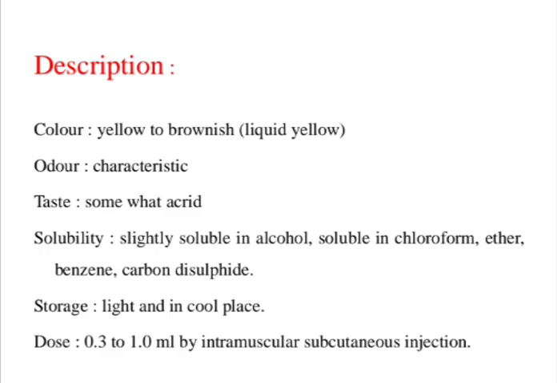Description: color yellow to brownish. Odor characteristic, taste somewhat acrid. Solubility: slightly soluble in alcohol, soluble in chloroform, ether, benzene and carbon disulfide. Storage: protect from light and keep in a cool place. Dose: 0.3 to 1.0 ml by intramuscular or subcutaneous injection.